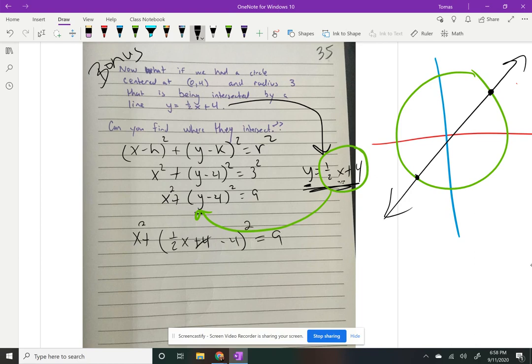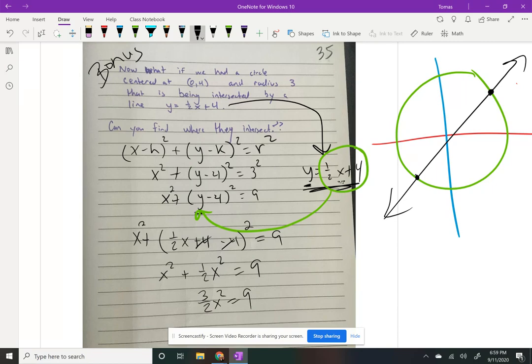Well, check this out. This begins to cancel. Then we're just left with 1/2 x squared. So we have x squared plus 1/2 x squared equals 9. We could go a little further. And what happens when we add these two? This becomes 3/2 x squared equals 9.